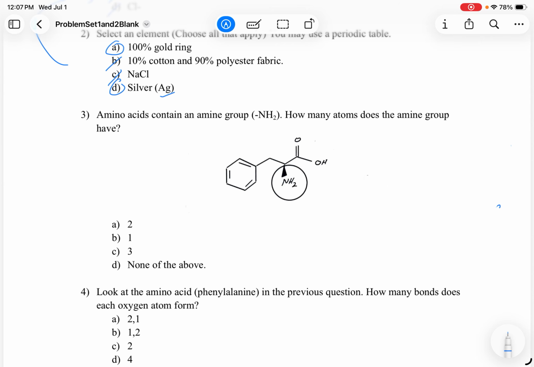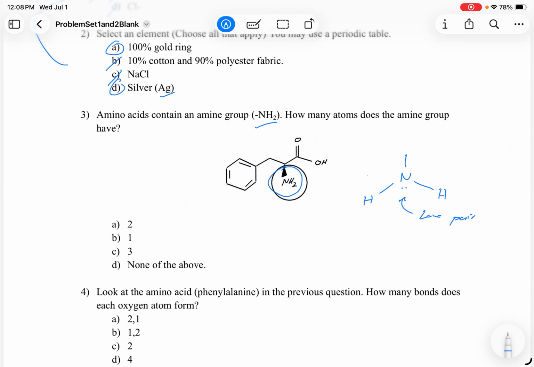Amino acids contain an amine group, which is this, an amino group. How many atoms does the amine group have? Okay, so it is the one that's being circled. And this is an amino acid. So it's going to look something like this. So we have an N, right? And it's going to be bonded to 2 H atoms. And this is the lone pair. You don't have to know a lot about that yet. If you're new to chemistry, you don't have to know a lot about lone pairs, but that's a lone pair, just an FYI.